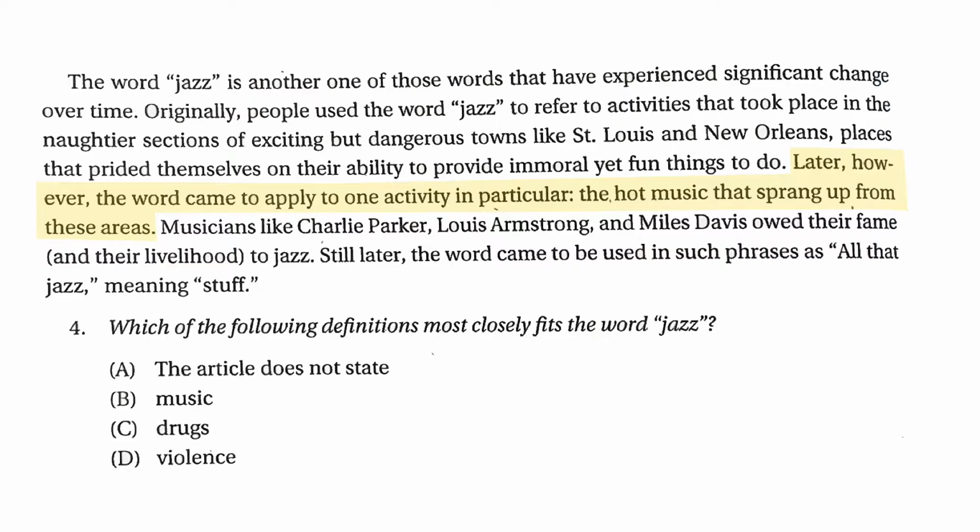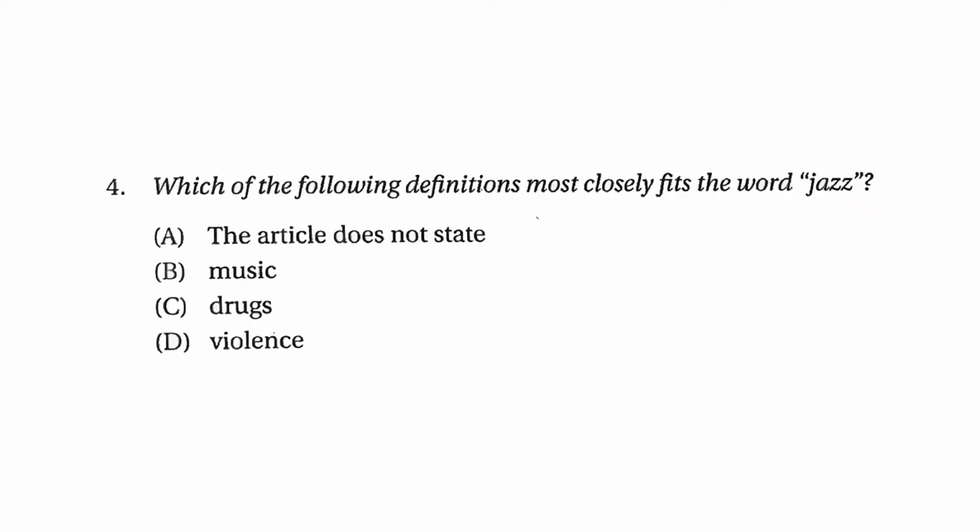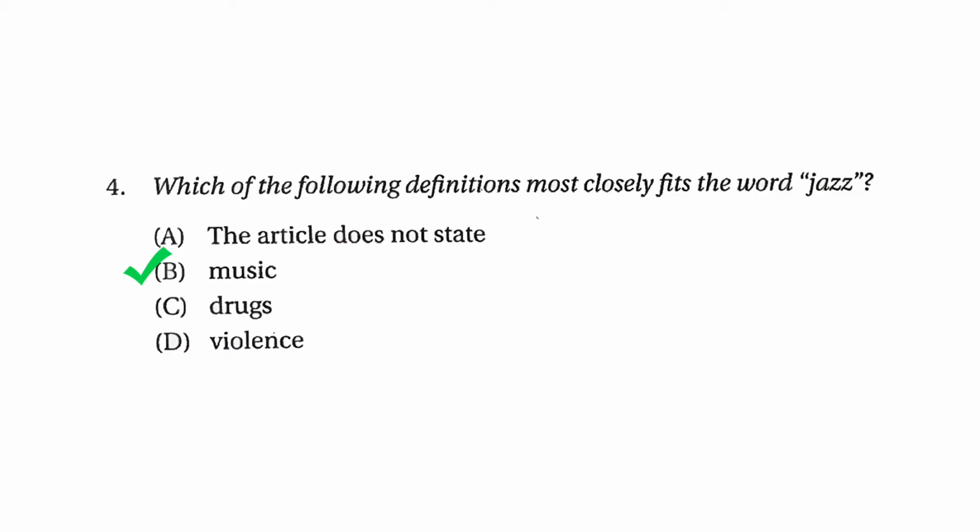So we're going to look at the passage and look at context clues that hint at what the definition of the word is. The specific line that tells you explicitly what the definition of jazz is: "Later, however, the word came to apply to one activity in particular, the hot music that sprang up from these areas." So looking at the choices, which word closely relates to that? The answer choice is B, music, because it explicitly says the hot music that sprang up from these areas. So the answer is B.